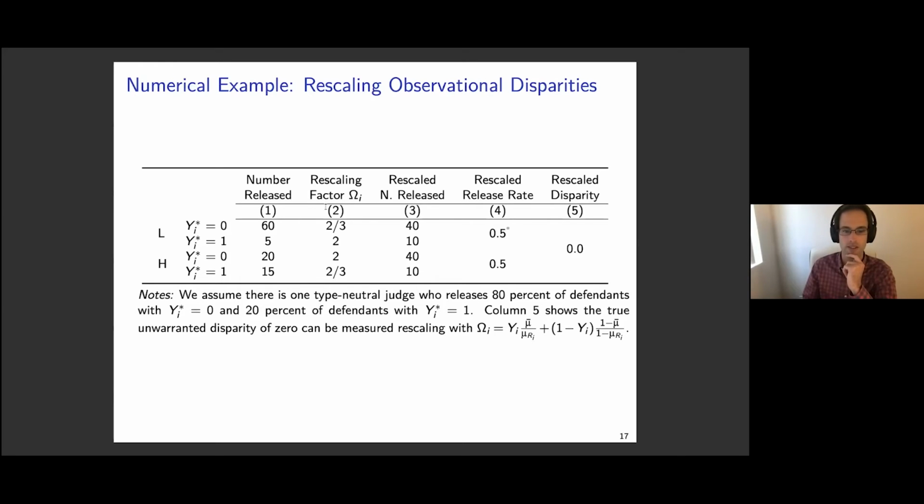Then you can get the rescaled number of releases by just multiplying column 1 by column 2. So you get 40 and 10, which is an overall number released of 50. And so we get a rescaled release rate of 50% of defendants being released, given this rescaling factor. For H types, they're relatively more likely to behave in pretrial misconduct, which is why Y star equals 1 gets downweighted, Y star equals 0 gets upweighted, which leads to an overall release rate of 50% again. And once we've rescaled based on our estimate of omega, we get a rescaled disparity of 0%.